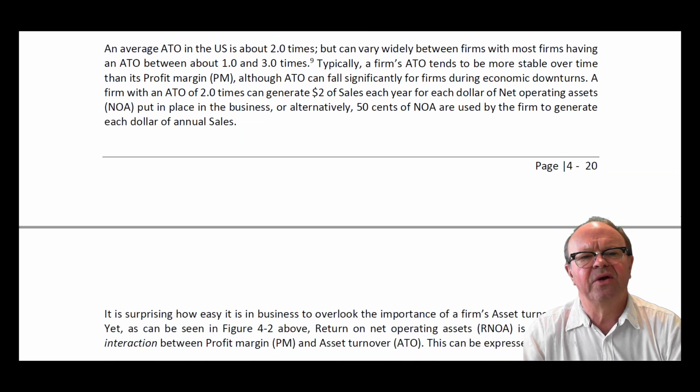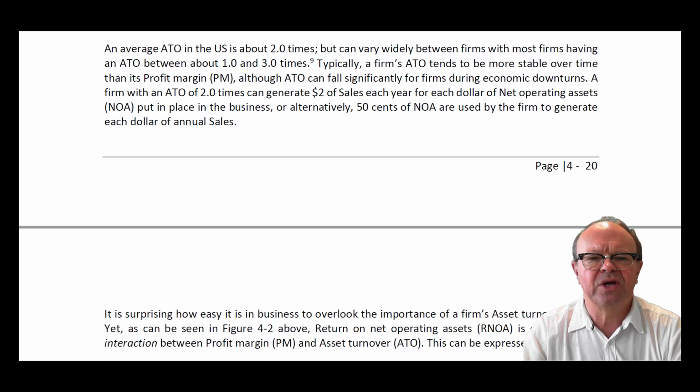An average asset turnover in the US is about 2.0 times, but can vary widely between firms, with most firms having an asset turnover between about 1.0 and 3.0 times.